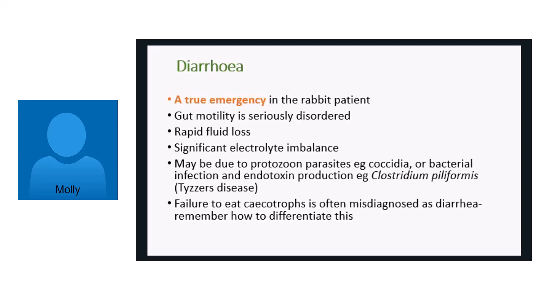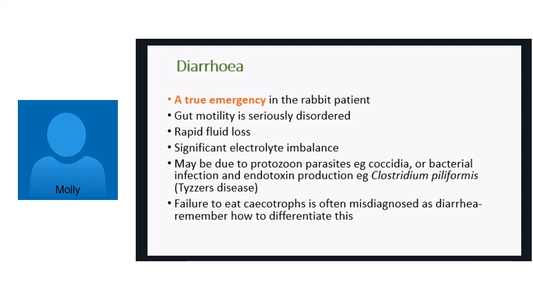So diarrhea, again, a derangement in the motility. And again, this is a really true emergency. What we tend to find is that unlike other species, we're not certain with rabbits whether diarrhea is hypermotility or hypomotility, and potentially it can be either. Again, it means that we have very rapid fluid loss and significant electrolyte derangements occurring quite quickly. While this can be due to infectious agents such as coccidia, Tyzzer's disease, for example, or potentially even things like salmonella, it isn't always.